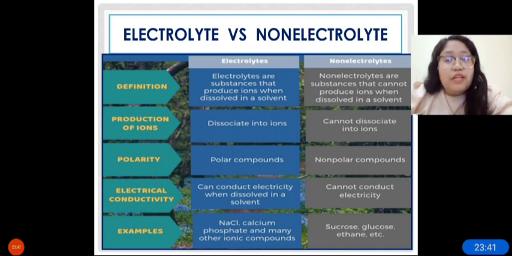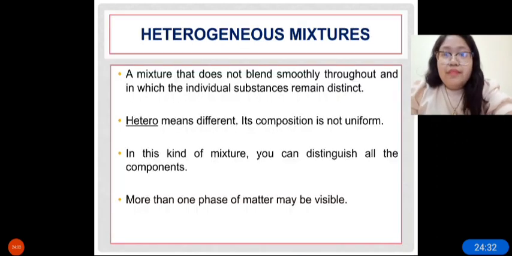Then in terms of electrical conductivity, electrolytes can conduct electricity when dissolved in a solvent. On the other hand, non-electrolytes cannot conduct electricity. For example, electrolytes can be NaCl, calcium phosphate, and many other ionic compounds. And examples of non-electrolytes, we have sucrose, glucose, ethane, and so on.